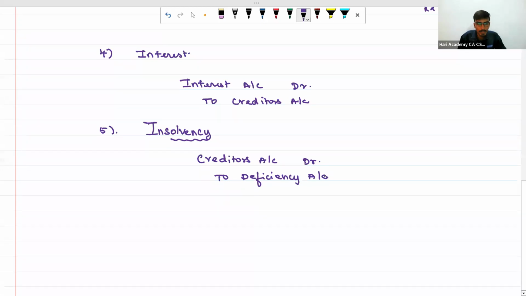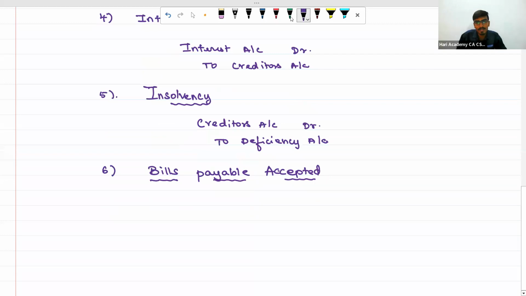Then the sixth one, that is bills payable accepted. I have accepted the bills payable. I have signed the bills and I have accepted the bills. What is this acceptance of the bill? The journal entry for purchases on credit is purchases to creditors, correct? For that, I have given a bill. So my creditors balance will come down, so I am going to debit it.